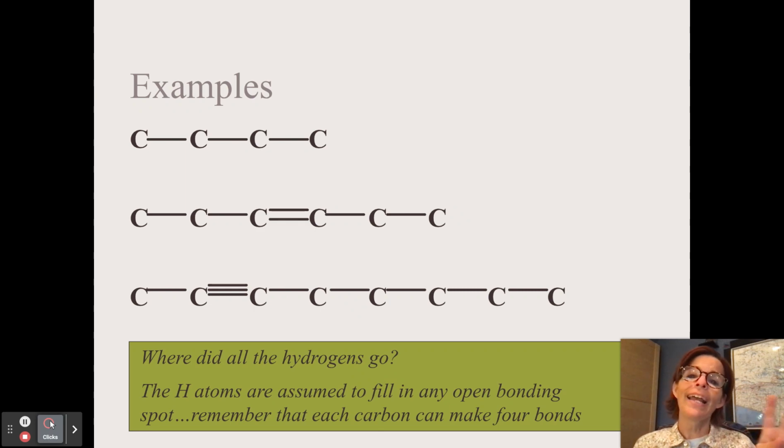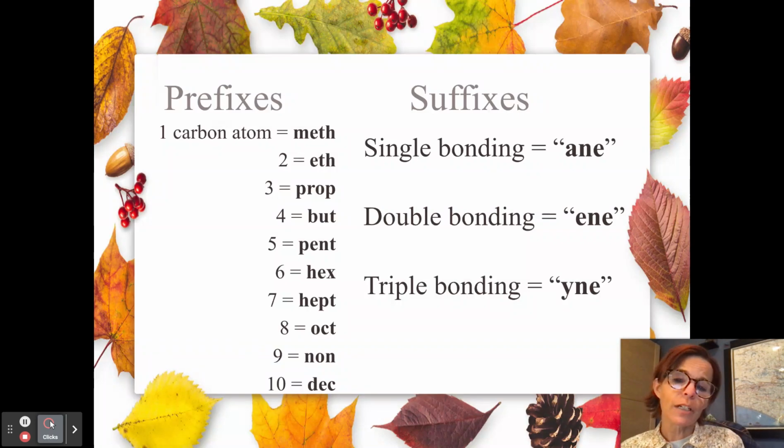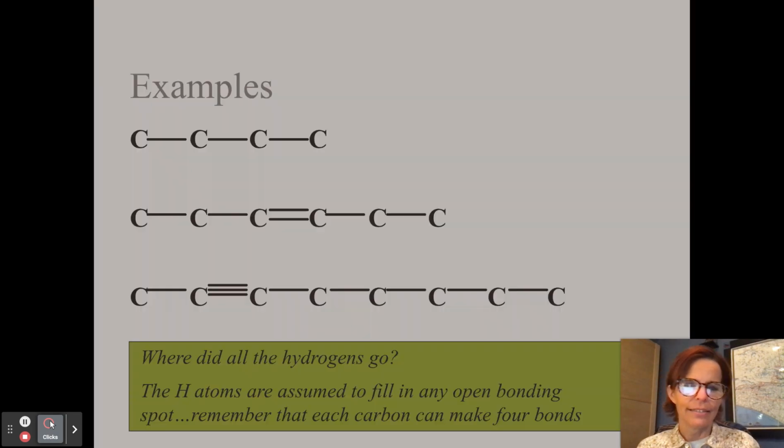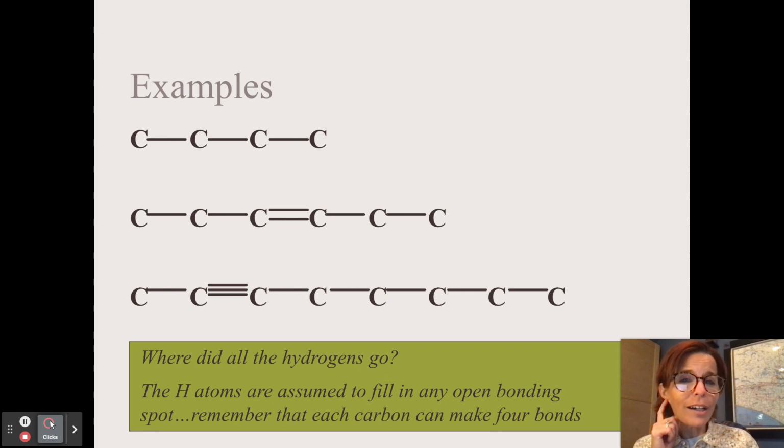Okay, so this first one has 4. So let's go back and take a look. What was the prefix for 4? The prefix for 4 is but. It's bute. So 4 carbons is bute, and it's all single bonds. So that is butane. So butane, you may have heard of butane.